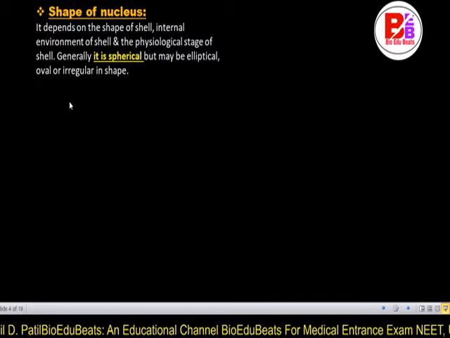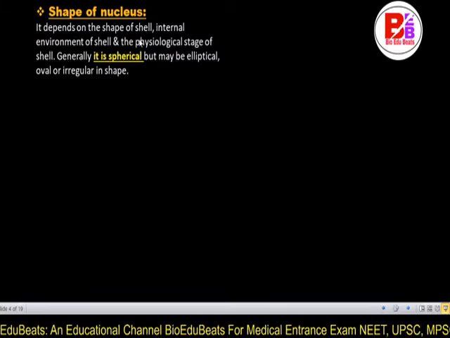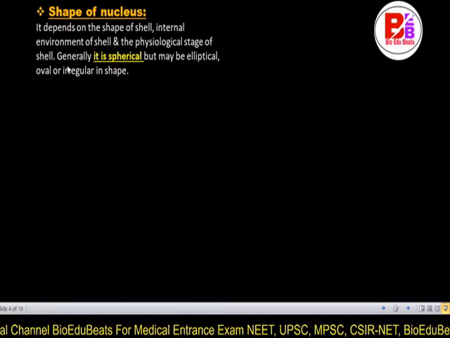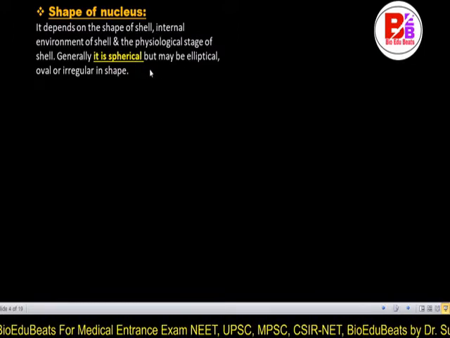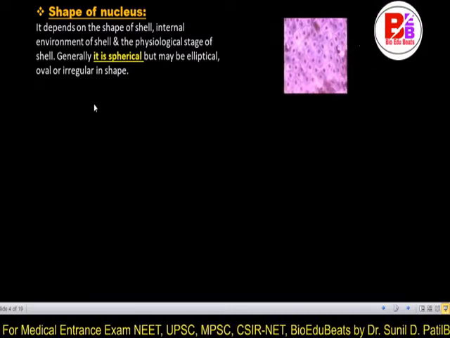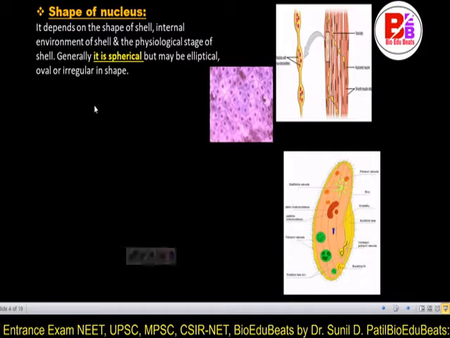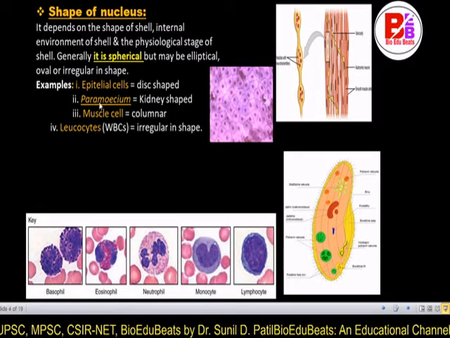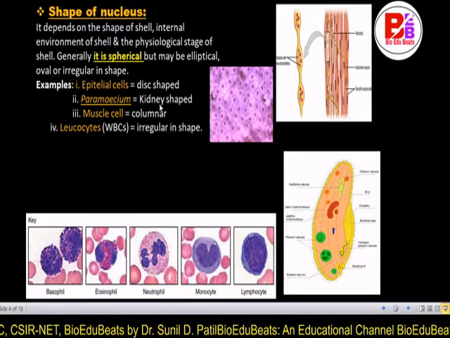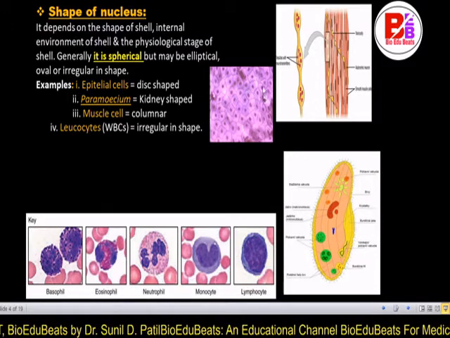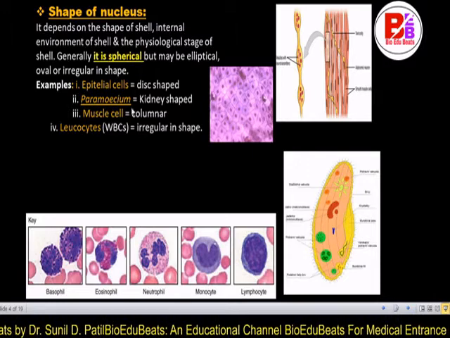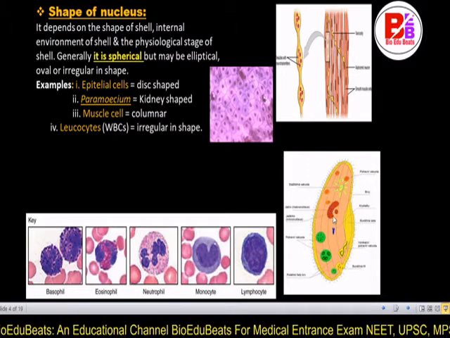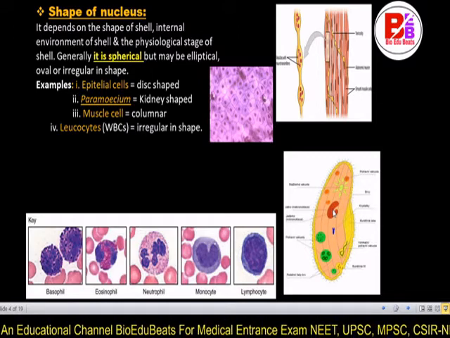The shape of the nucleus, first point, depends on the shape of the cell, the internal environment of the cell and the physiological stage of the cell. Generally it is spherical but may be elliptical, oval or irregular in shape. So we are going to see the different types according to shape. The epithelial cell has a disc-shaped nucleus. In Paramecium, the large nucleus, the macronucleus, is kidney shaped, and the micronucleus is disc shaped.